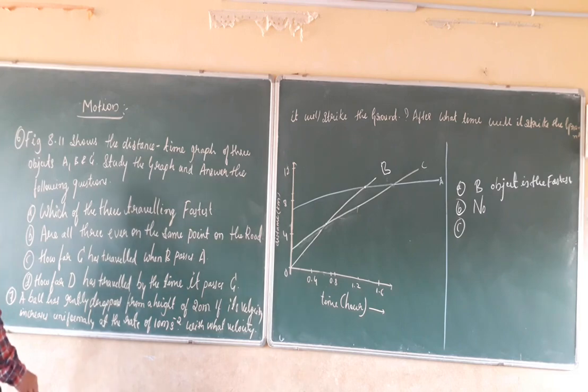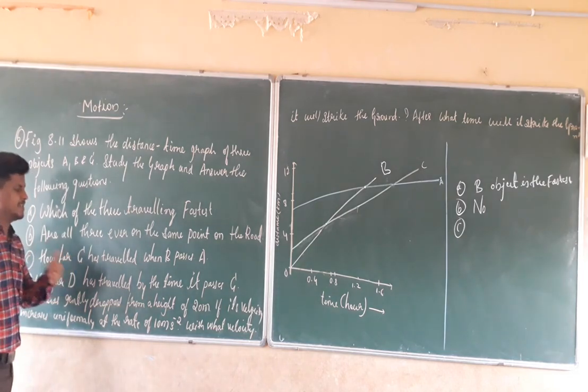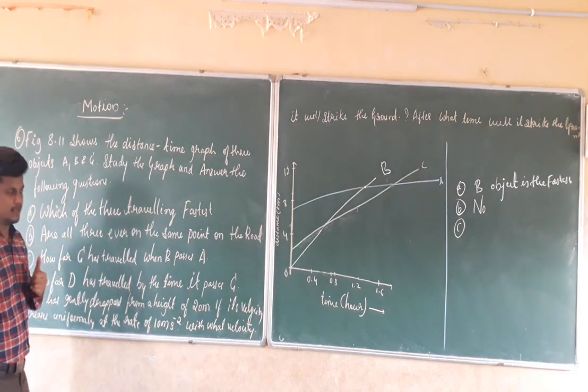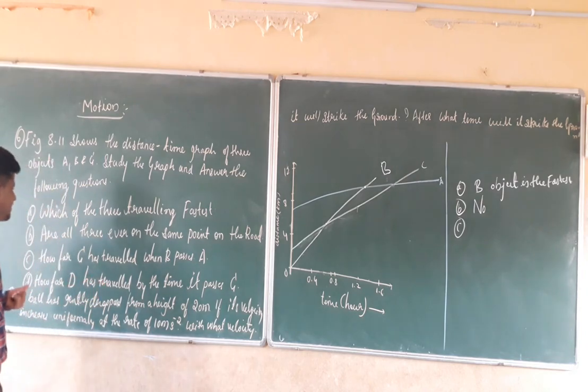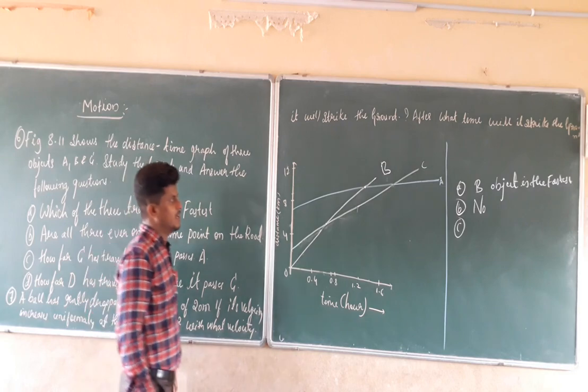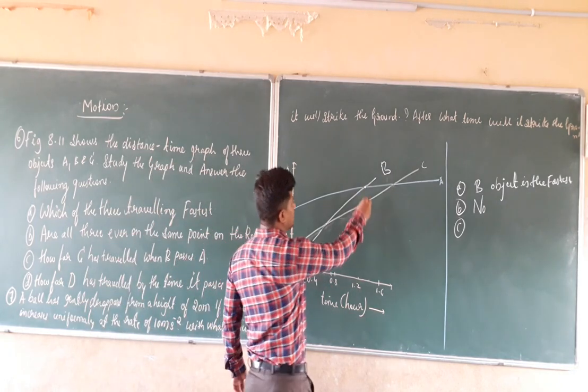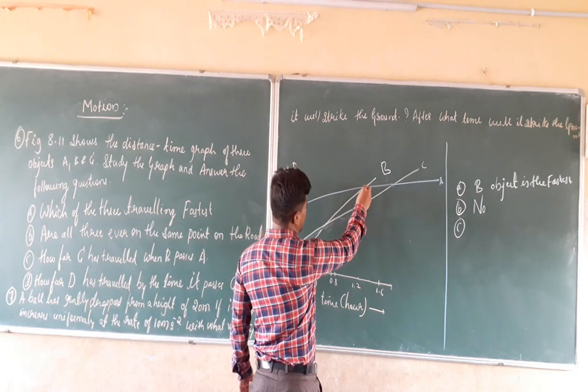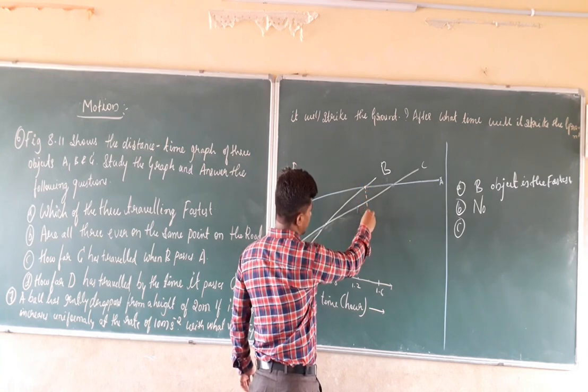Now the C question. How far has C traveled when B passes A? How far has C traveled when B passes A? Where does B pass A? B passes A here, at this point.